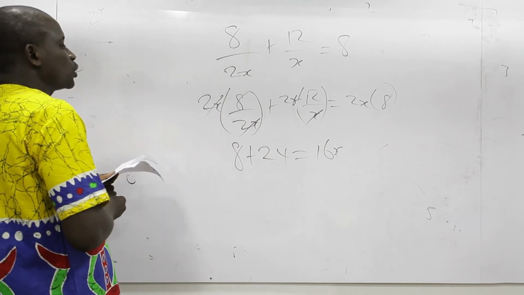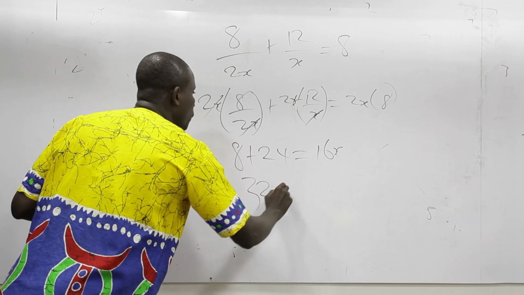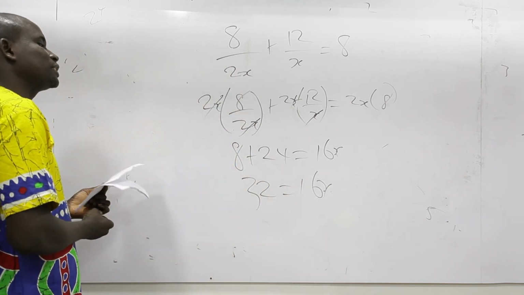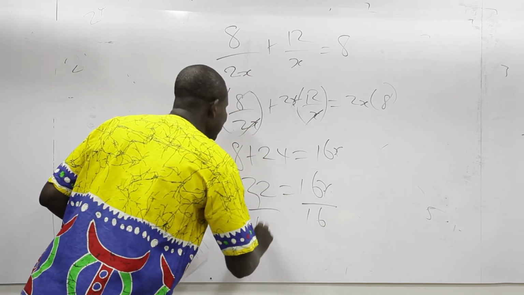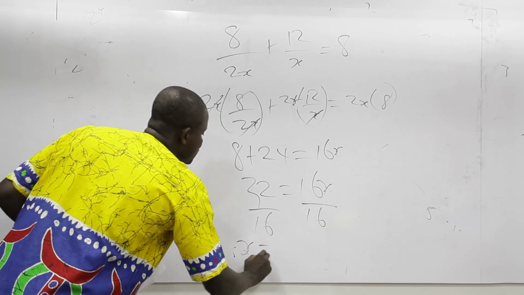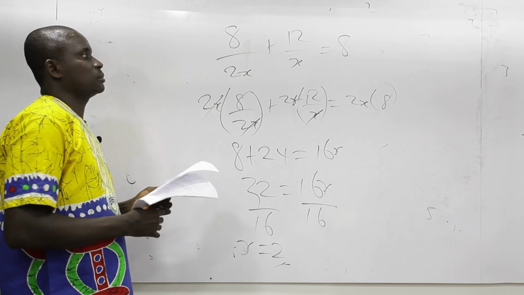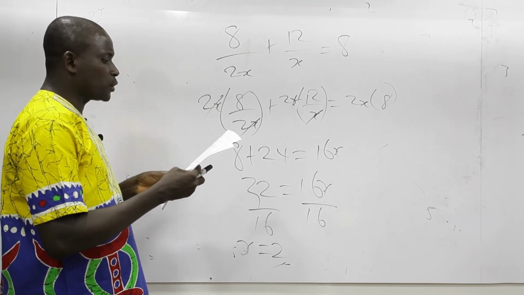Working it out, when you add this to this, you're going to get 32 is equal to 16x. And this one is a cool chop, right? Just divide through by the coefficient here. So 16 over 16. So x will subsequently give you 2 as your result. I guess I've made my point. That is how it is.